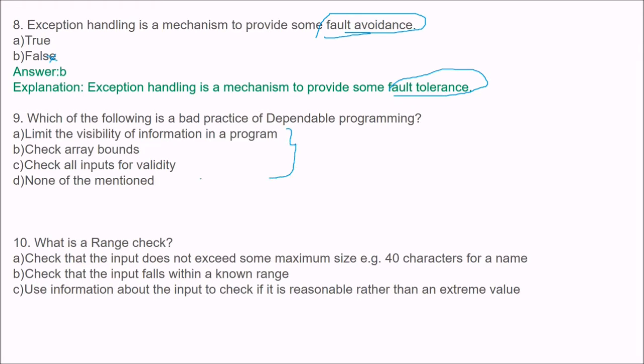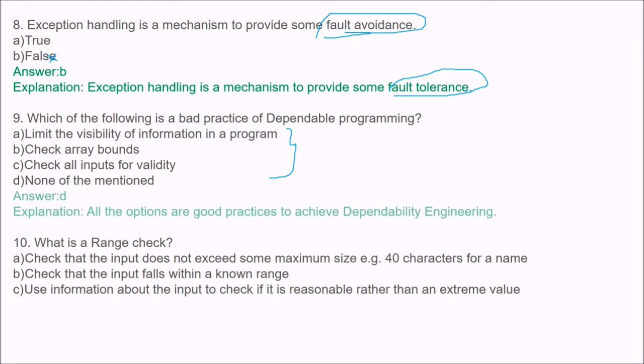Which of the following is a bad practice of dependable programming? The answer is D, none of them mentioned. We have to give the bad practice, but all of these are good practices, like limiting the visibility of information in a program, checking array bounds, and checking all inputs for validity. These are good practices of dependable programming.